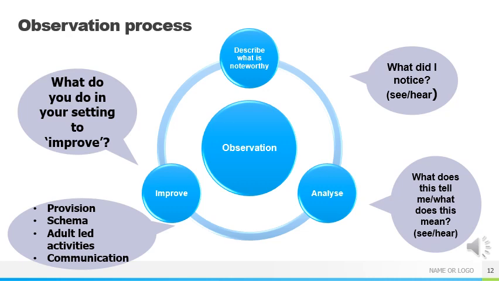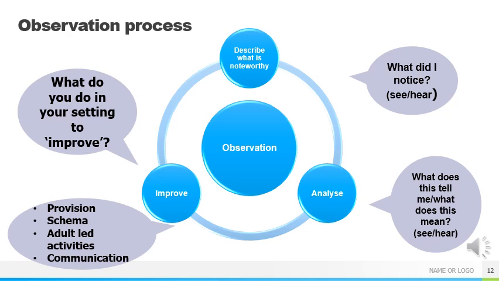And when you're observing, it's really worth going back to this observation process. So describe what the child is doing. What do you see? What do you hear? What's going on? Get down to their level, sit on a little chair, sit on the floor, find out what they're doing, and quietly find a space where you can really observe the children in their play. Start to analyse what you can see. What does it tell you? What does it mean? Why are they doing this? And how can you then improve what they've been doing?